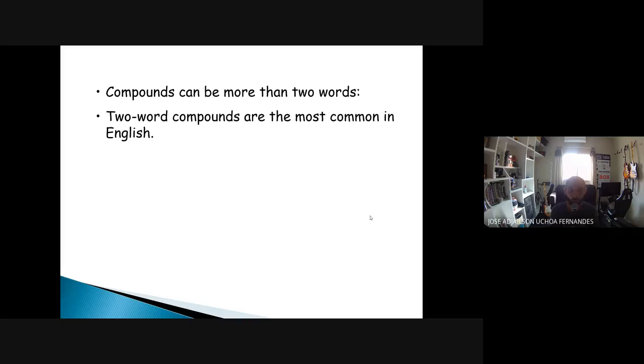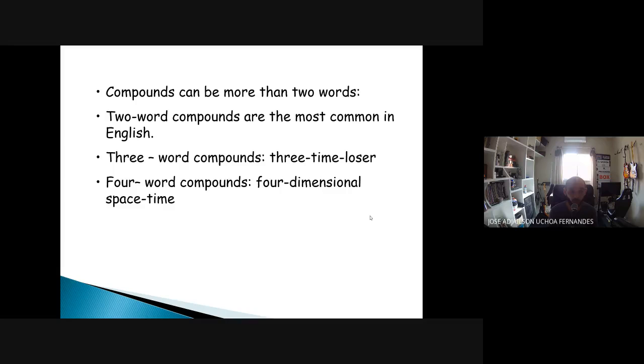So we have some compounds here. And compounds are not necessarily only two words put together, they can be more. We have two word compounds, which are the most common, of course, but we have three word compounds, like a three-time loser, which is an expression from English. Or we have four word compounds, like four-dimensional space-time. There's no limit for that.